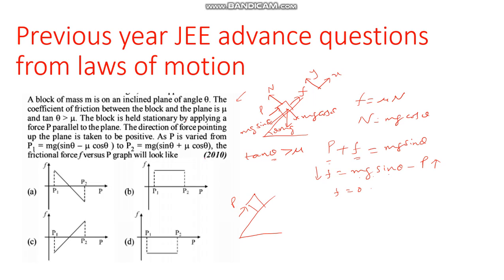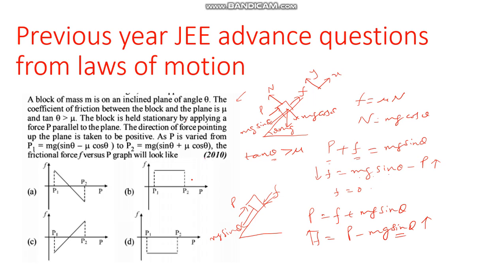In that situation, what will happen? The block will start moving up. If the block is moving up, the frictional force will be acting down. Now this mg sine theta will always be in the downward direction only. So in this case, P is equal to F plus mg sine theta. Now F is equal to P minus mg sine theta. Mg sine theta is constant. So if you are increasing P, your F also is increasing, but in the opposite direction.